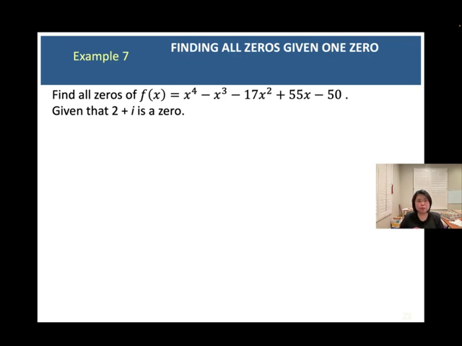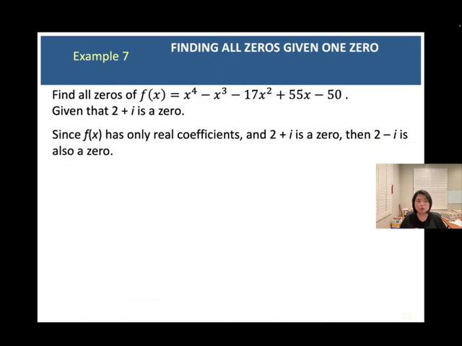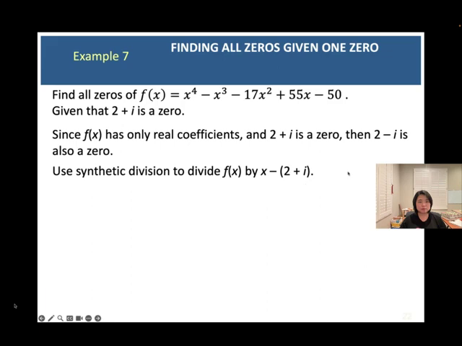Okay, example 7. Find all zeros of f of x. We do have the polynomial, and we know that one of the zeros will be 2 plus i. So by the conjugate zero theorem, when 2 plus i is a zero, then 2 minus i is also a zero. Okay, so now we're going to use synthetic division to divide by this guy.